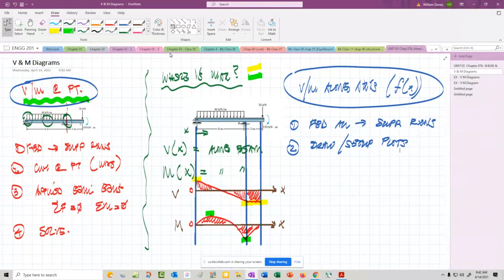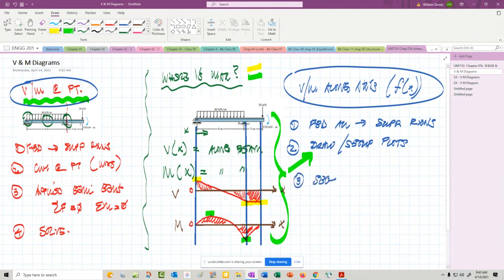We're going to draw and set up the plots. That's really drawing this part right here. And we're going to do it directly below that problem of interest, just so we can see it in relation to or right below where support reactions are, where point loads are, where bending moments applied are. And we're going to start seeing some things happen commonly across different problems. So free body, find the support reactions, draw, set up the plots.